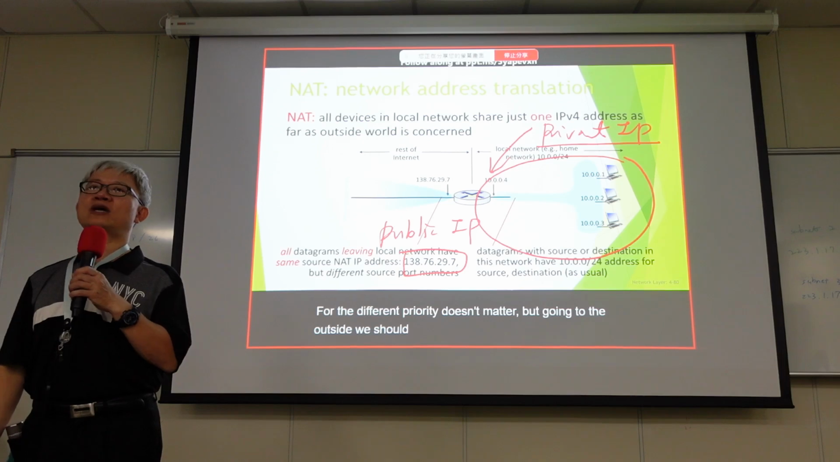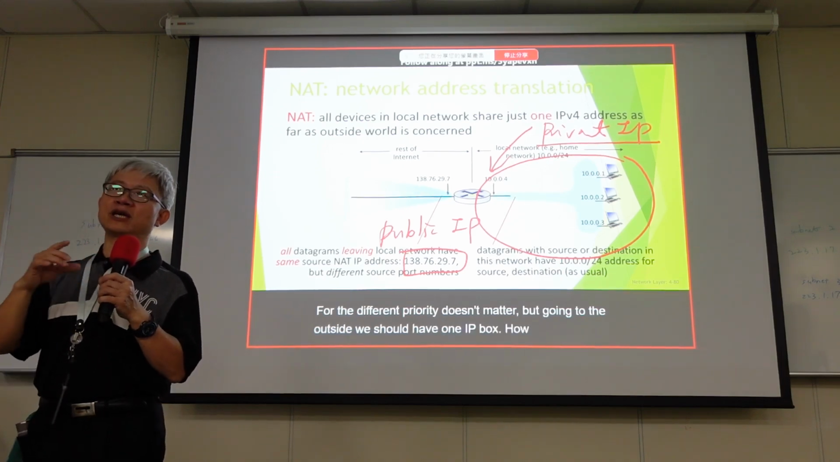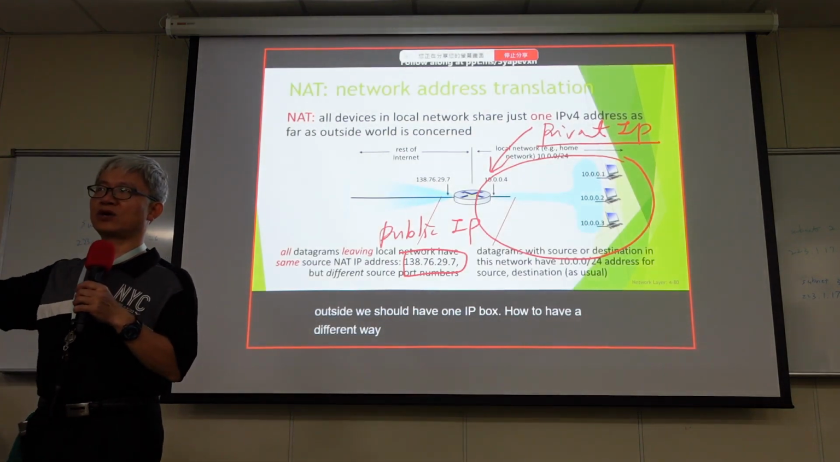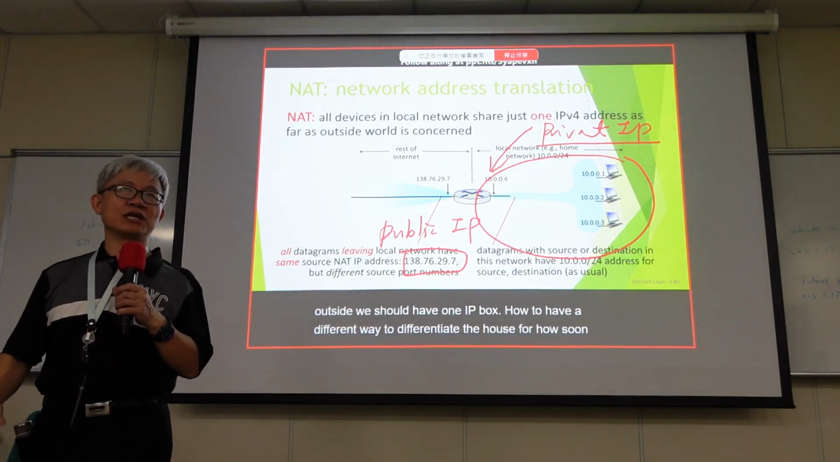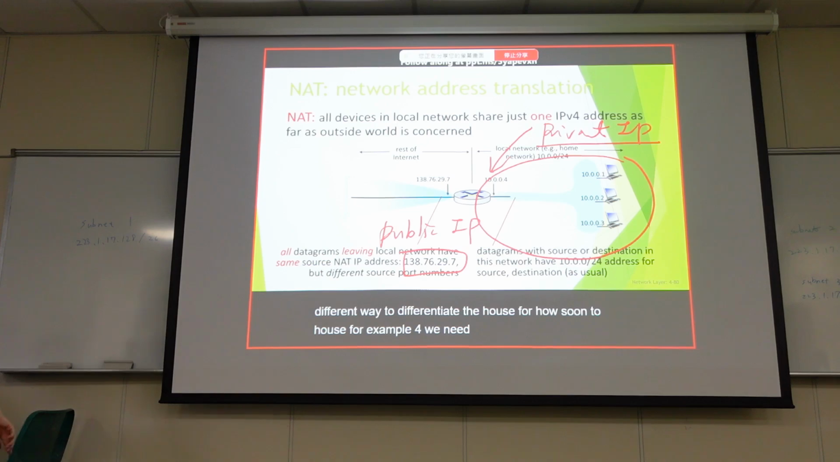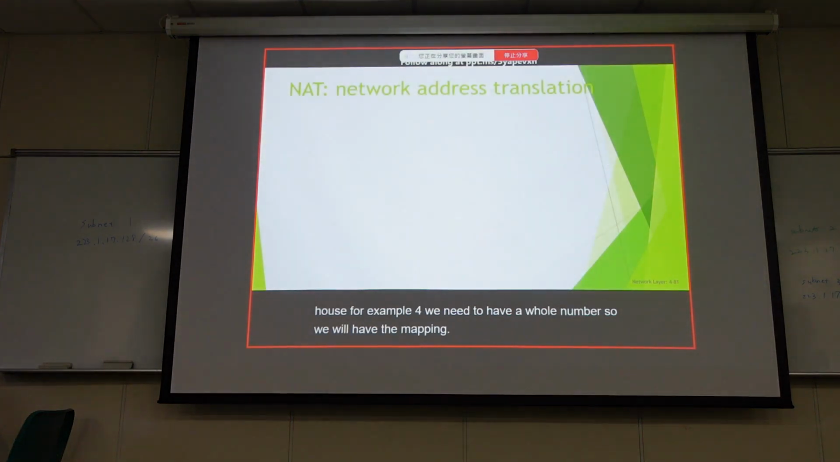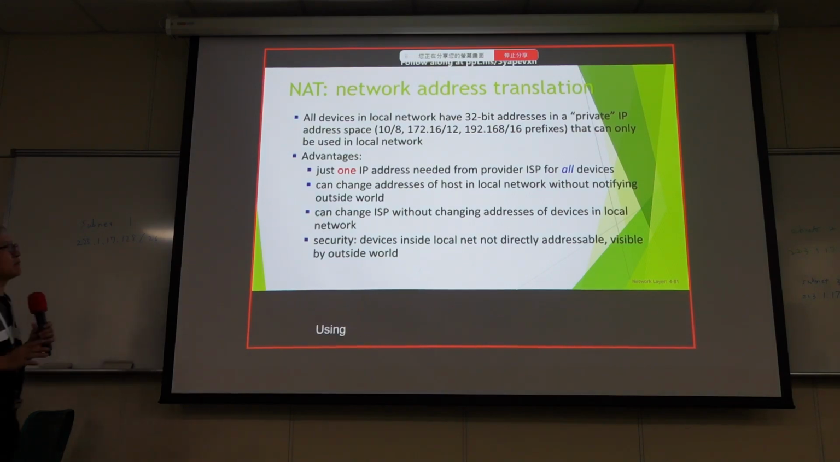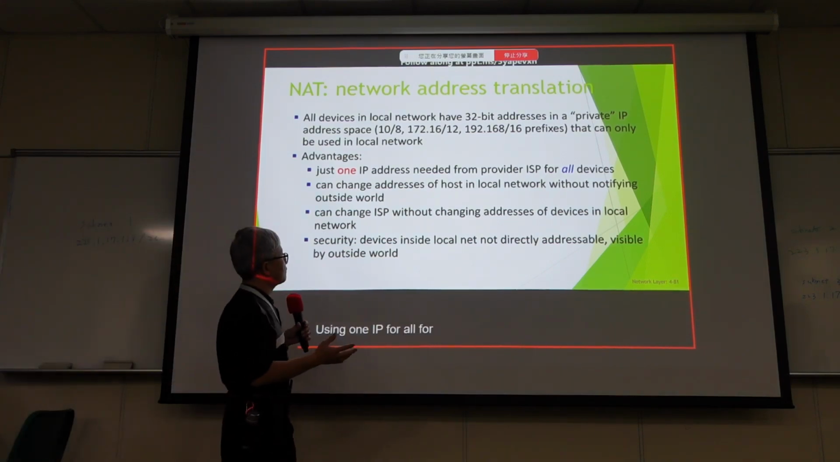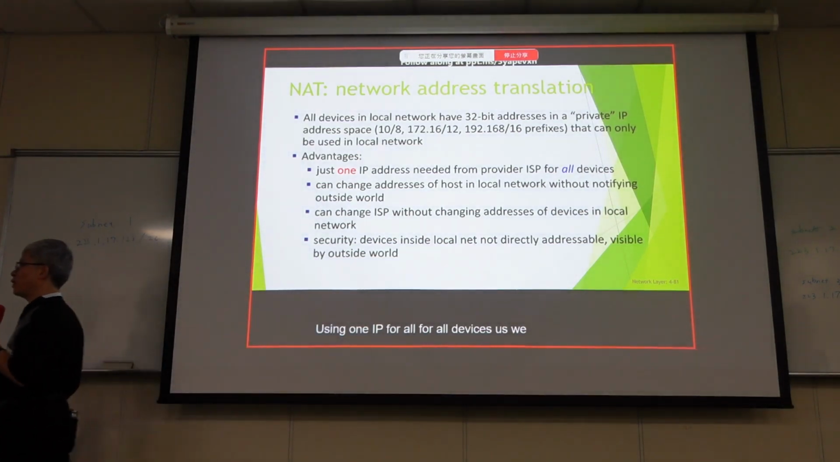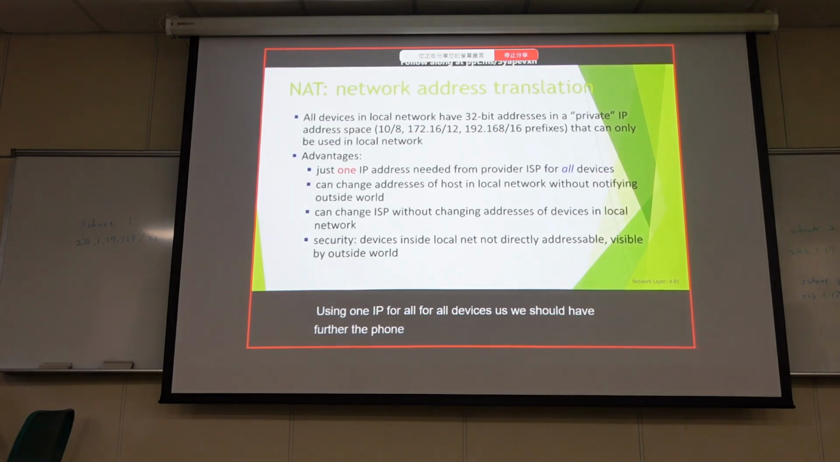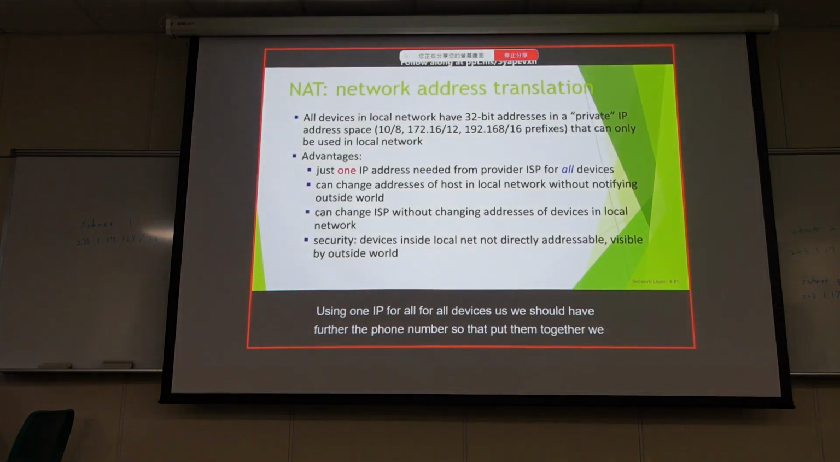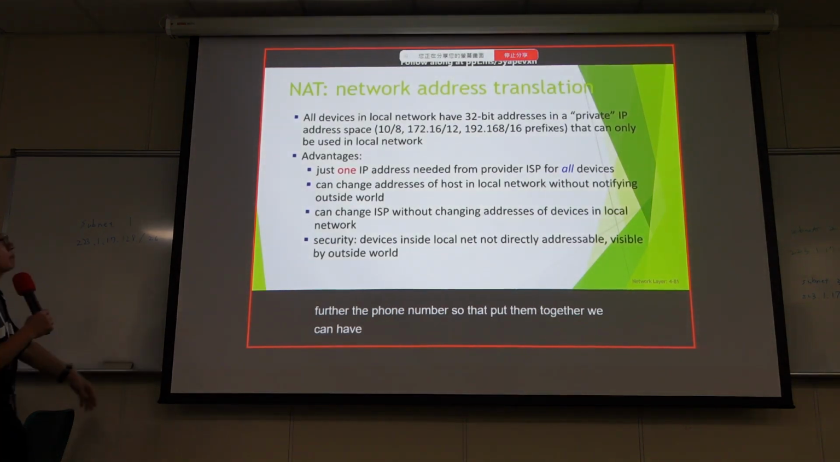But how do we differentiate host 1, host 2, up to host, for example, 4? We need to have a port number. So we want to have the mapping. Using one IP for all devices, but with the port number, putting them together we can have the possible mapping. Later we will see the mapping.